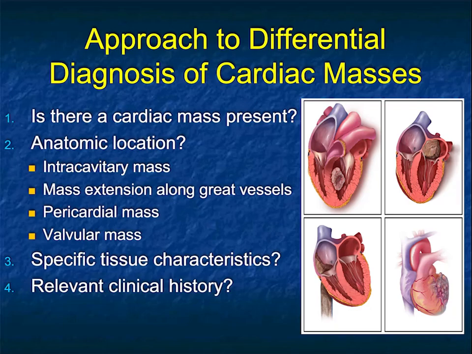Is it in one of the cavities, left atrium, right atrium, left ventricle, IVC going into the right atrium, or is it in the SVC going into the right atrium? Does it extend along the great vessels? Does it arise from or involve the pericardium? Is it valvular or not? Are there any specific tissue characteristics?